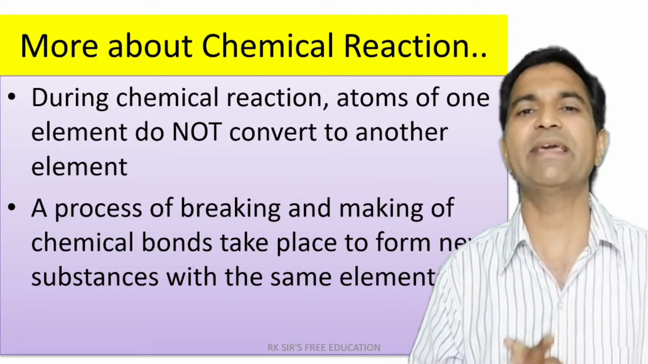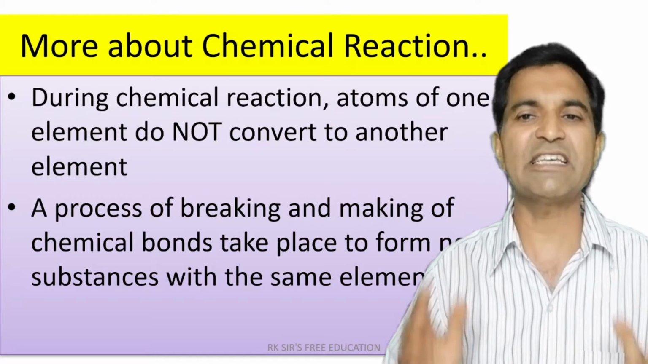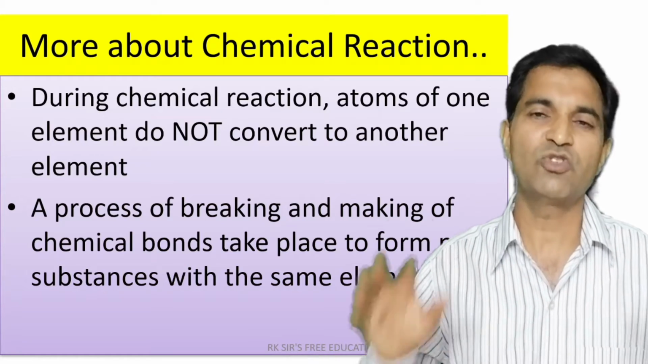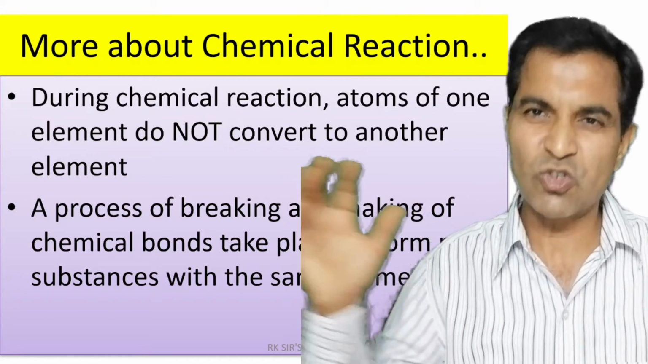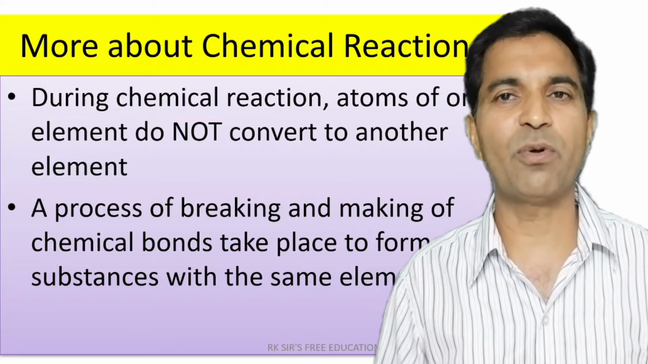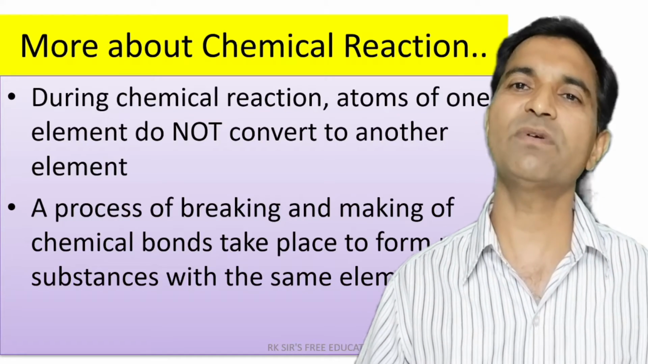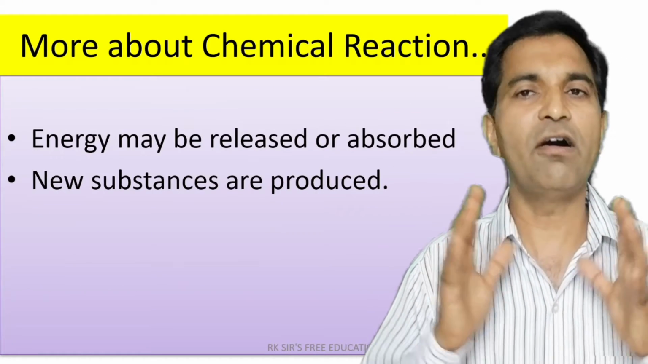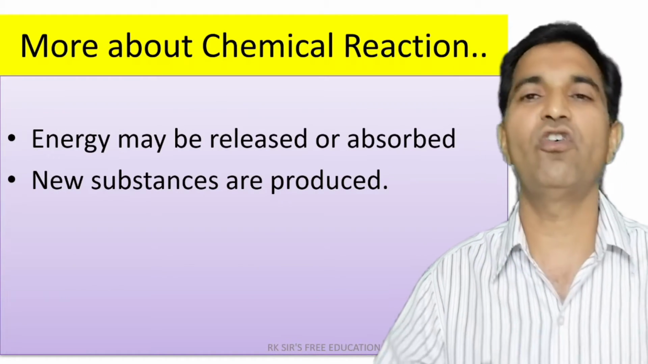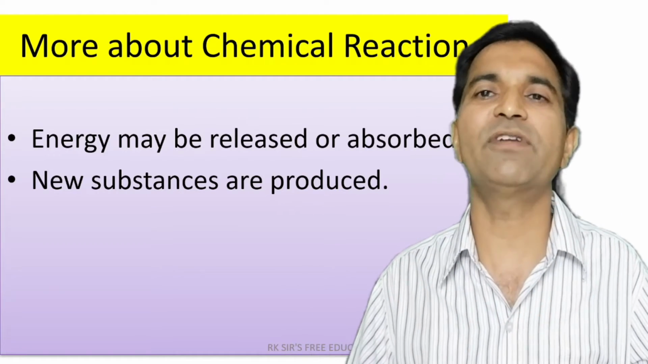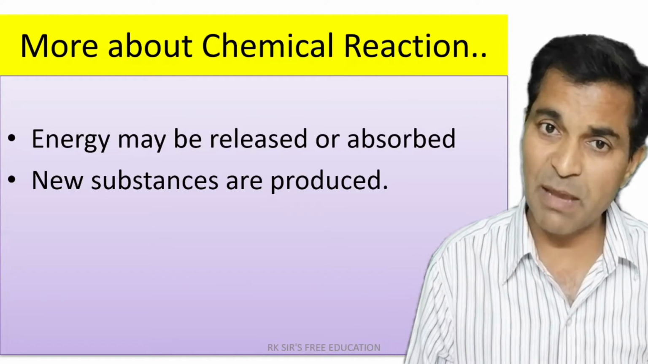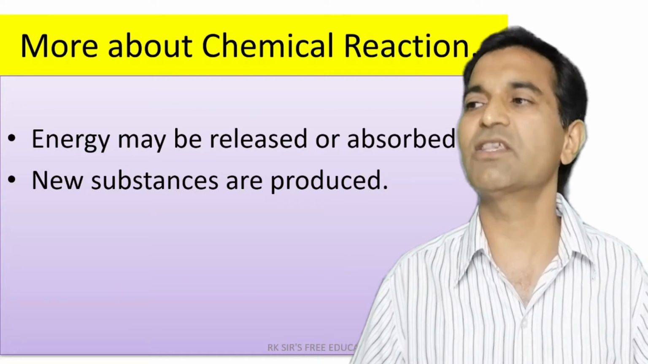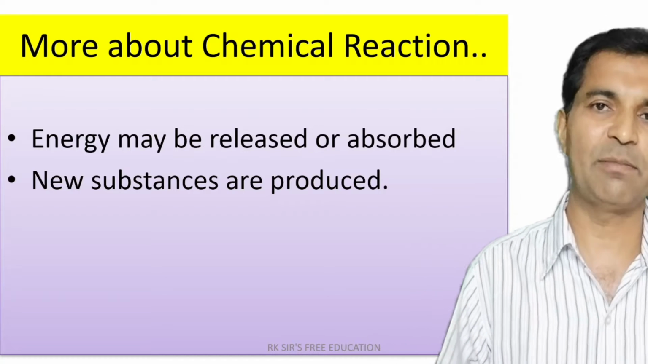So a process of breaking and making of chemical bonds takes place to form new substances with the same elements. So ultimately, in short, we may say a chemical reaction is the process in which 1, 2 or more reactants combine with each other to form new products with different chemical properties, and energy may be produced or may be required to be given to form new substances or for the chemical reaction to take place.